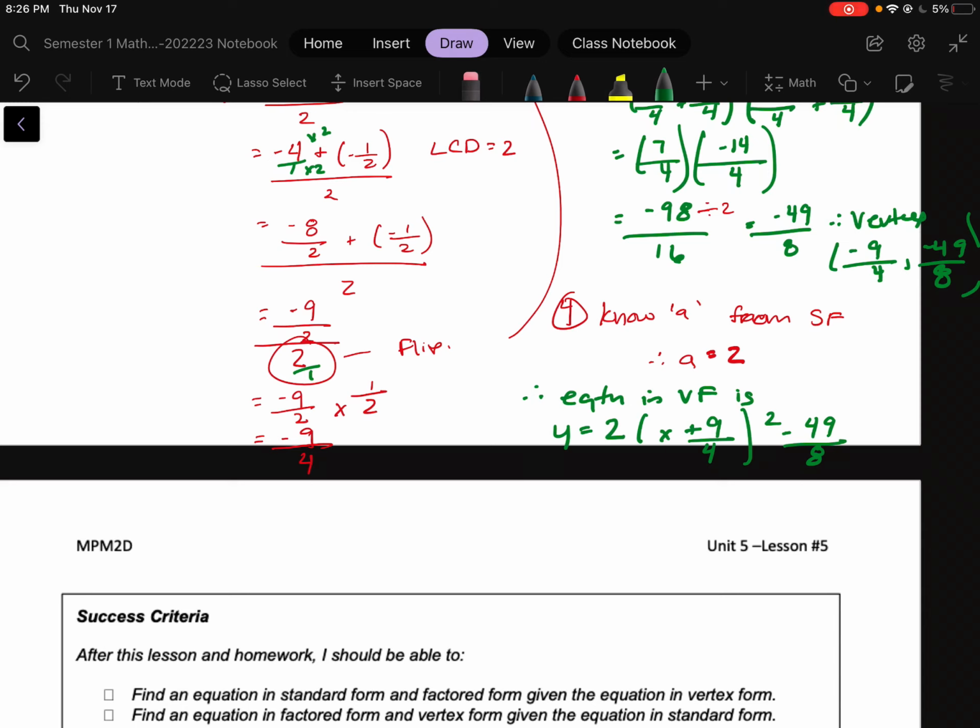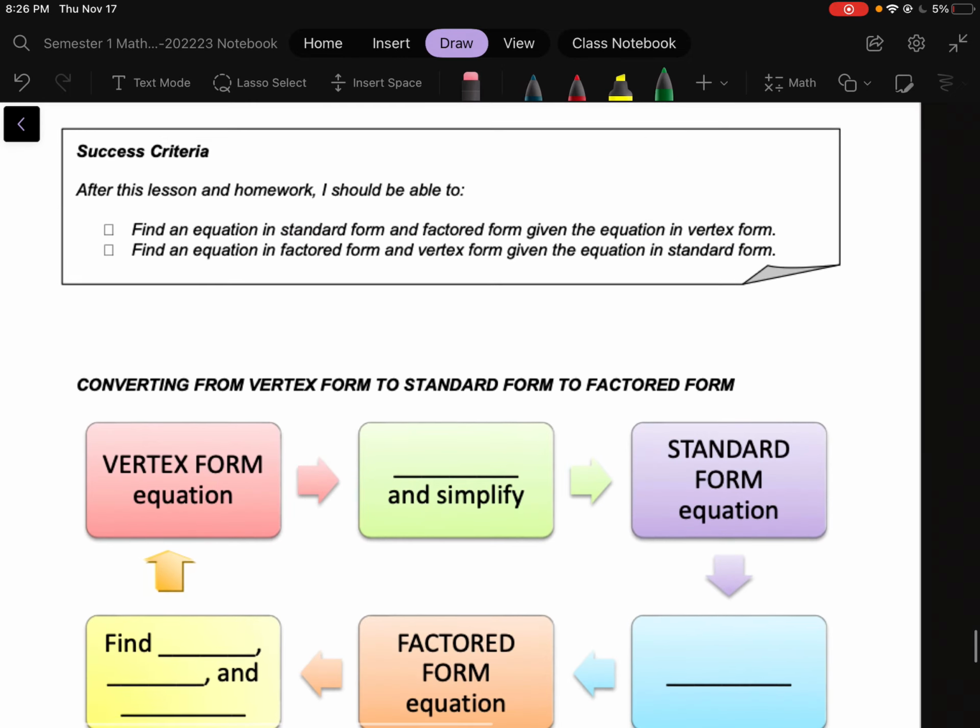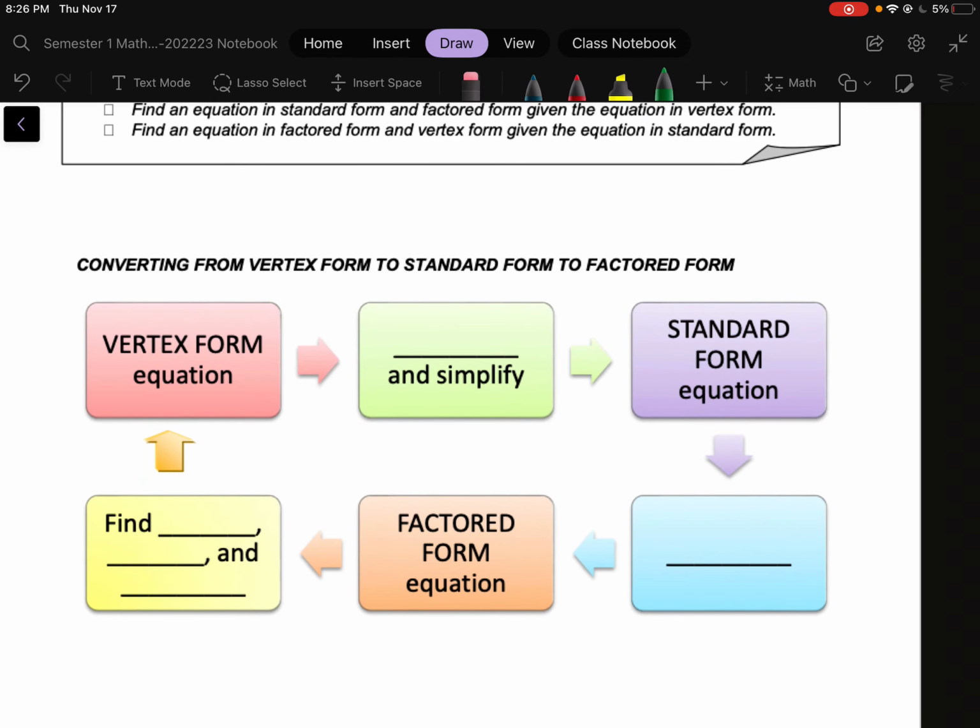If you don't have certain values, you don't have that information, you're not given a graph, you're just given an equation, how do you find it? So you have to find your zeros, okay? So if you want to use this chart below, if you want to go from vertex form to standard form, you have to expand and simplify. If you want to go from standard form to factored form, you have to factor, obviously. And if you want to go from factored form to vertex form, you have to find the zeros, find your axis of symmetry and your vertex.